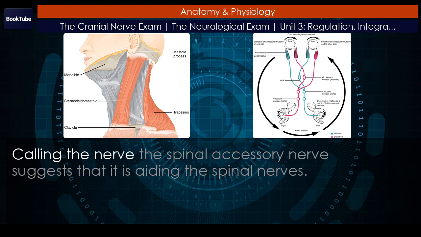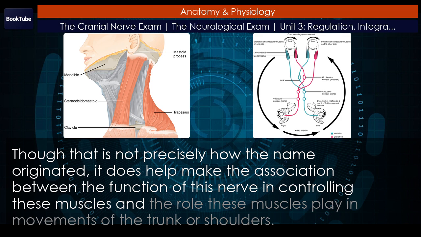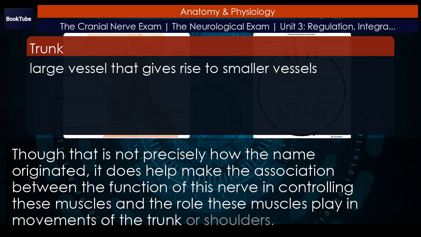Calling the nerve the spinal accessory nerve suggests that it is aiding the spinal nerves. Though that is not precisely how the name originated, it does help make the association between the function of this nerve in controlling these muscles and the role these muscles play in movements of the trunk or shoulders.